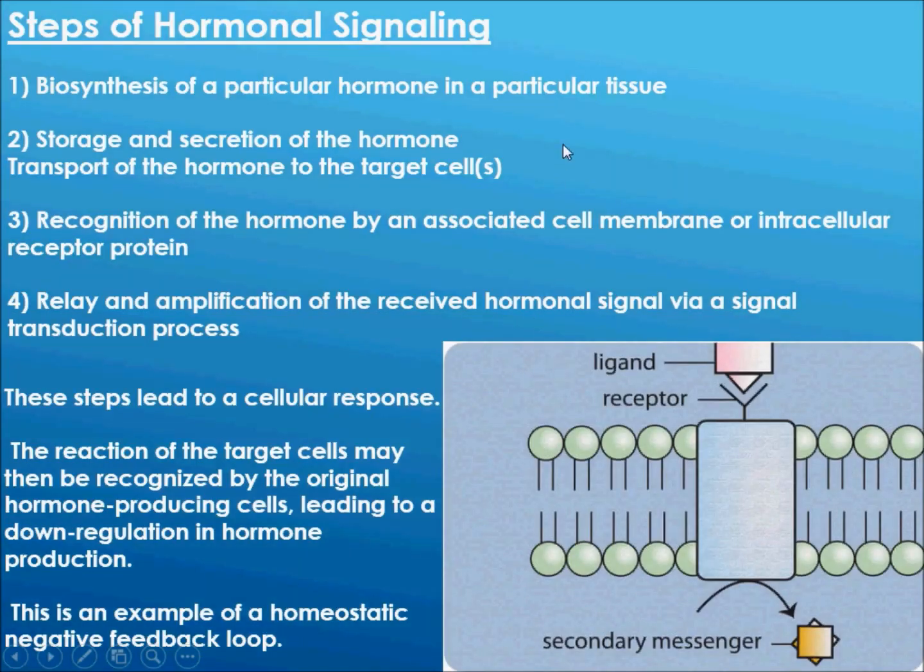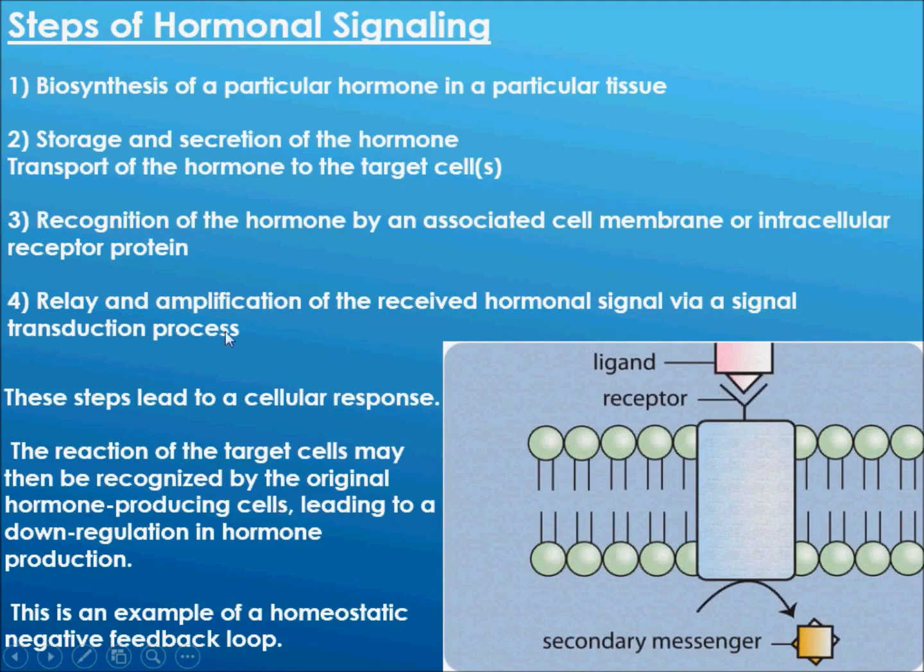So let's see how the steps of hormonal signaling take place. See, this is the plasma membrane, this is the receptor, and this is the ligand which goes and binds to the receptor. So biosynthesis of a particular hormone in a particular tissue takes place first, and then storage and secretion of the hormone. Then this hormone is transported to the target cell. See, this is the target cell, which has the receptor.